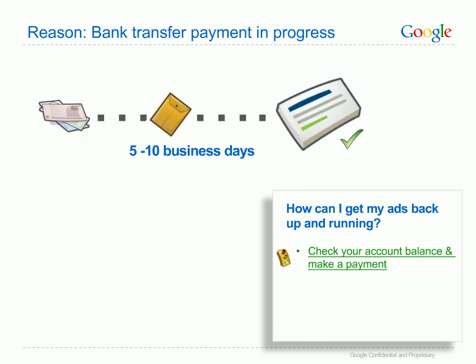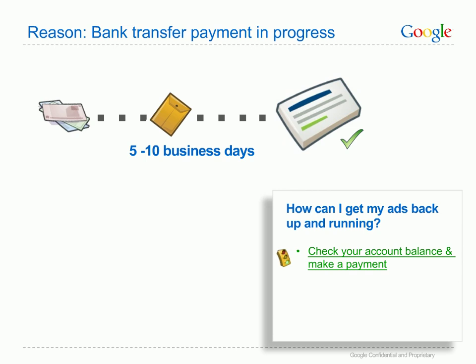If your account has run out of funds, your ads will temporarily be stopped from showing until a new payment has been received. If you've just made a payment using bank transfer, it's possible that we haven't received your payment yet. It normally takes 5 to 10 business days for Google to receive a bank transfer, at which point your ads will automatically be reactivated. If you've already submitted a bank transfer payment, please be patient. It normally takes 5 to 10 business days to go through.